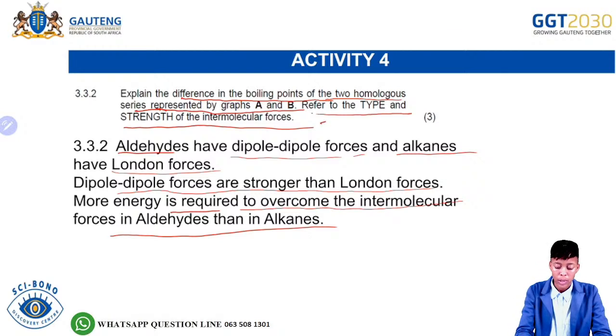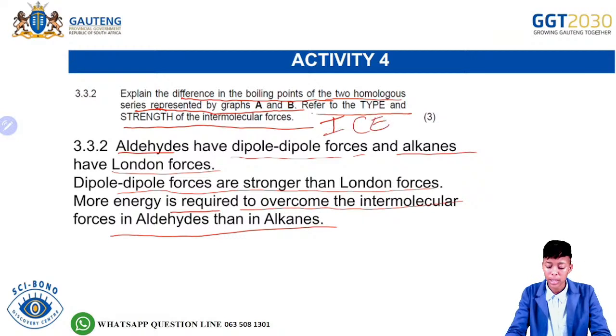So again, for these 3 marks, what did we do? We used ICE. By I, what did we do? We said I is the type of intermolecular force. So what is the type of intermolecular force? We said for aldehydes, it's dipole-dipole forces. For alkanes, we said it's London forces. After stating, that is when we compared. Remember, you cannot compare if you are not going to state. So you start by stating the type of intermolecular forces, and then you can compare.